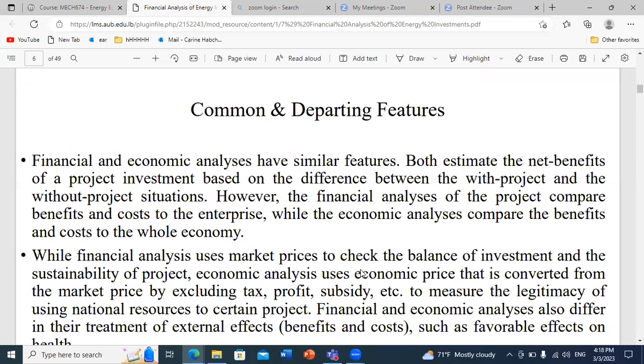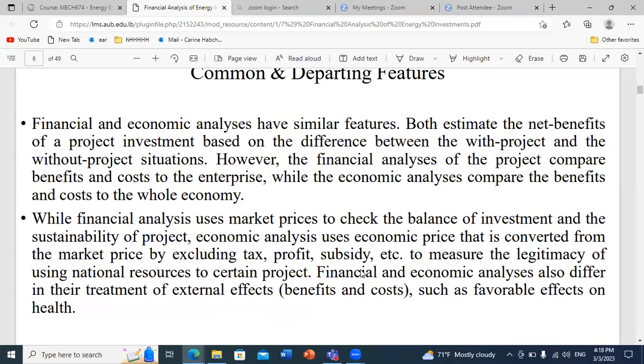Now, let us start to discuss what are the common and departing features whenever we talk about financial and economical analysis. First, financial and economic analysis have a lot of similar features, because both will estimate the net benefits of a project investment based on the difference between the with project and the without project situations. What do we mean by this?